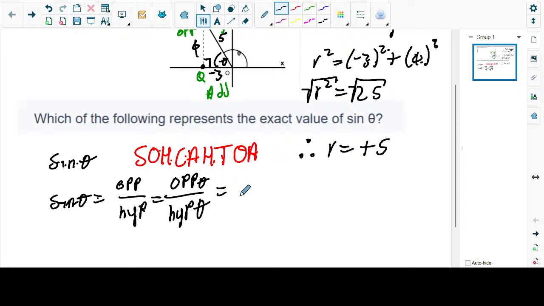And then we go and look. By now we have already identified what is opposite to theta. It's 4. The hypotenuse is 5. So why did I do this?